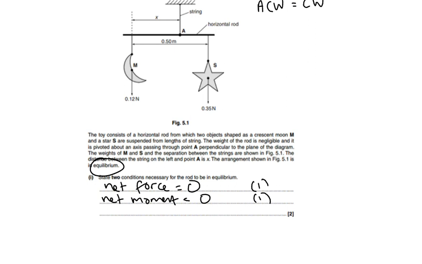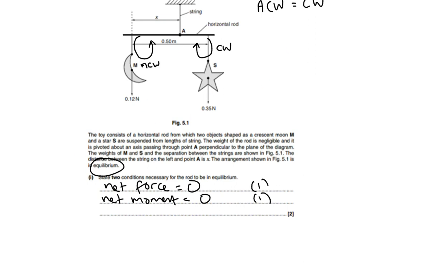Okay, which moment is causing it to go anti-clockwise? Well, that would be this. If we take the pivot point as A, it will be this moon, because that's trying to pull it down this way, which will make it rotate around this way, which is anti-clockwise. Whereas the star will push down, and it will want to make this whole thing rotate this way, which is clockwise. And we can set up an equation where the anti-clockwise moments equal the clockwise moments. That will help us to solve x.